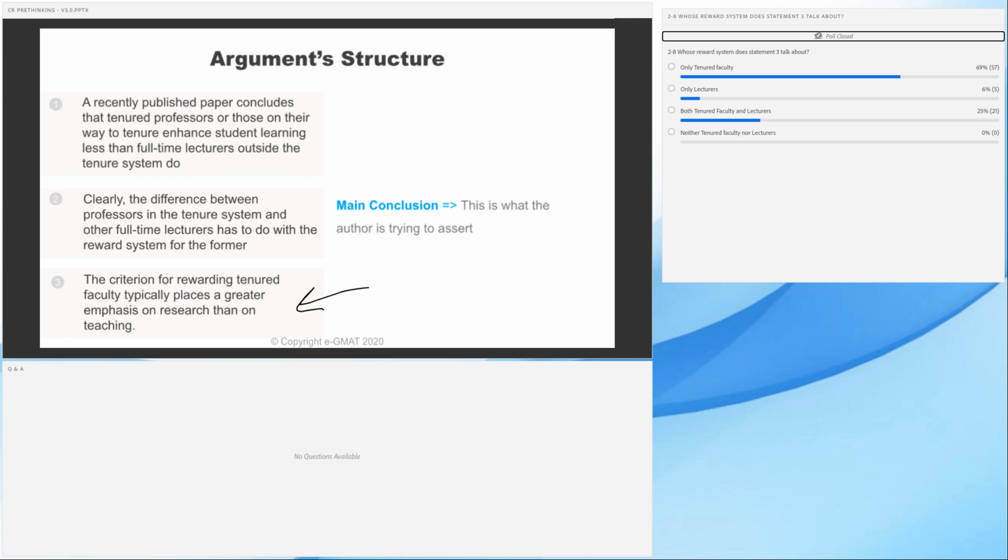A lot of people see this word greater and are confused and say, hey, maybe we are comparing tenured faculty as well as lecturers. But that's not what it's comparing. It's comparing the emphasis on research versus the emphasis on teaching. It's saying for tenured faculty, maybe there's a 70% emphasis on research and 30% emphasis on teaching. Greater means there's a bigger chunk on research and a smaller chunk on teaching.